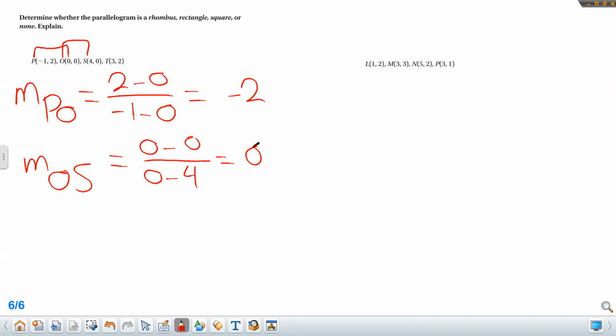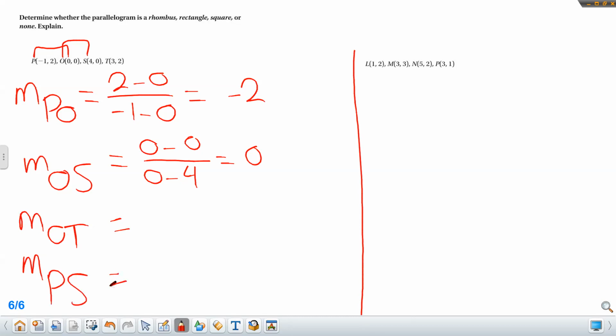0. So slope 1 times slope 2 does not equal -1. So this figure is impossible to be a rectangle or square because there is no right angle. But how to check whether this figure is a rhombus or not? You can check using the slopes of the diagonals, so we will need to find the slope of OT and the slope of PS.